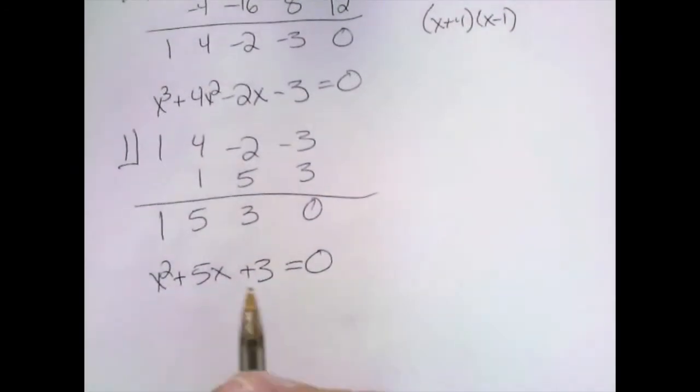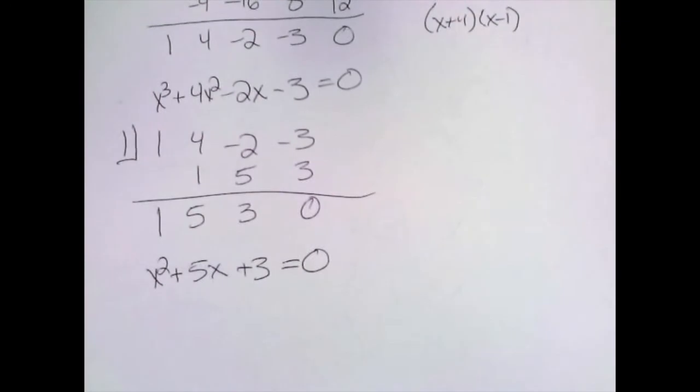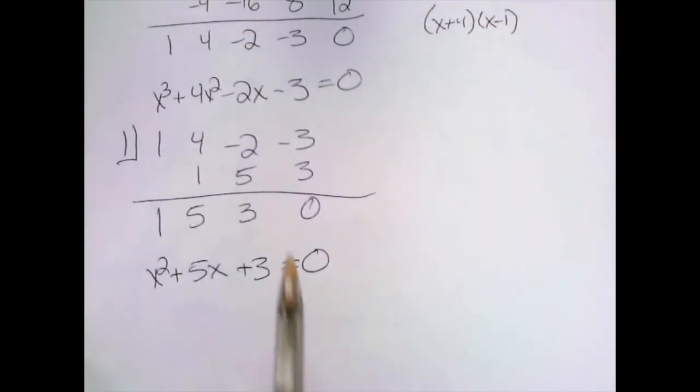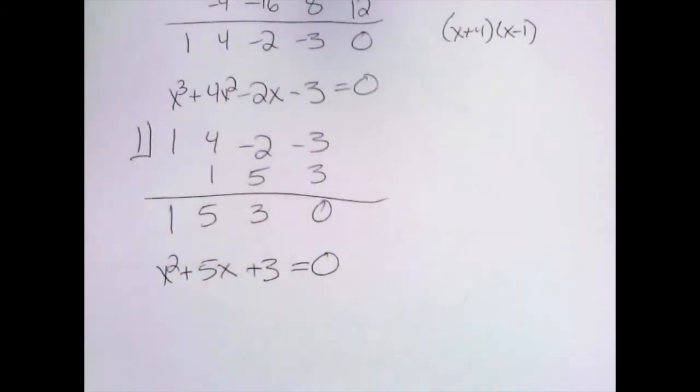So you could try and factor this. Good luck. You're not going to be able to. You're not going to be able to find two numbers that multiply to 3 and add to 5. We can't do square roots here because there's the presence of an x term. You could try completing the square, but that's pretty tough. You're going to run into fractions. So I'm kind of running out of options, so I'm going to do the quadratic formula.